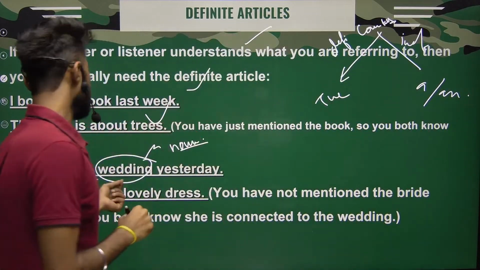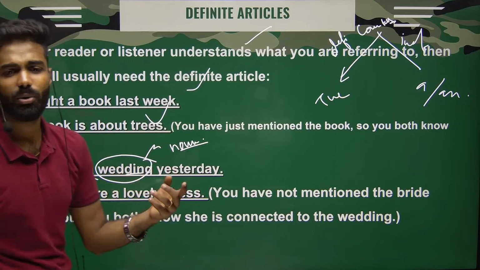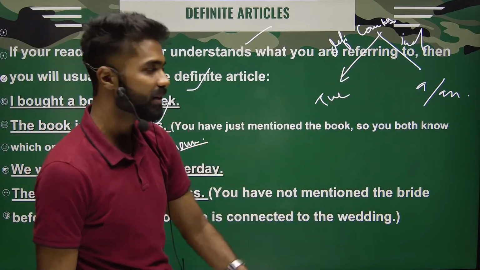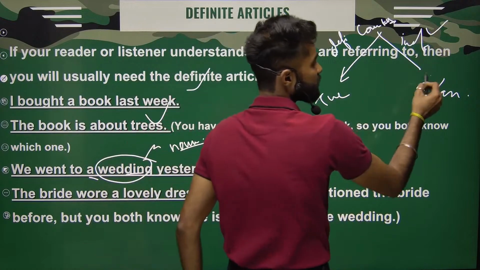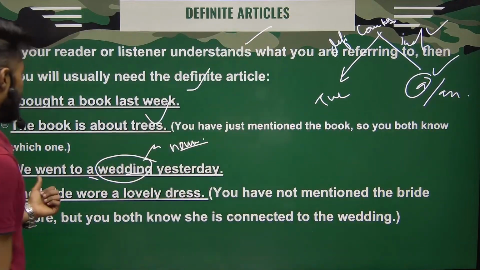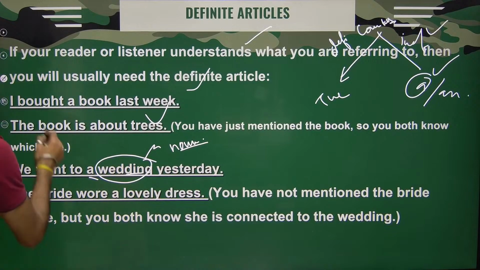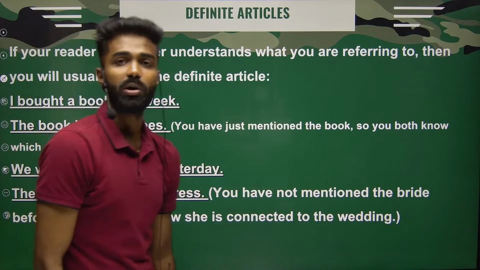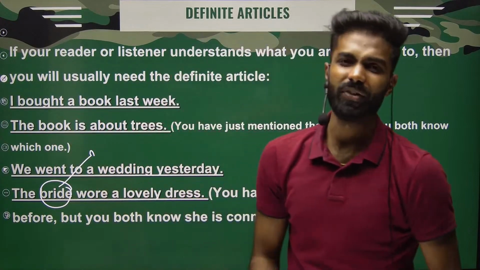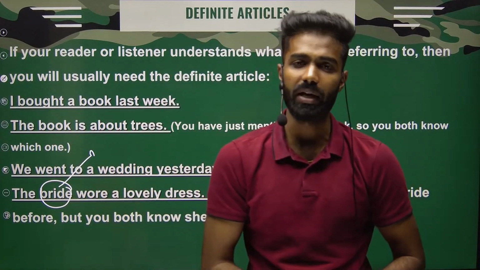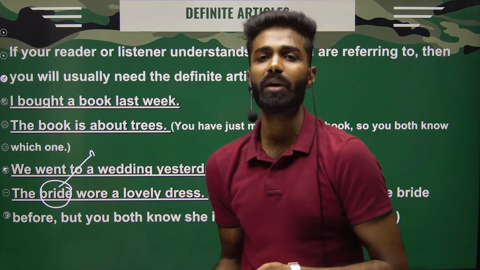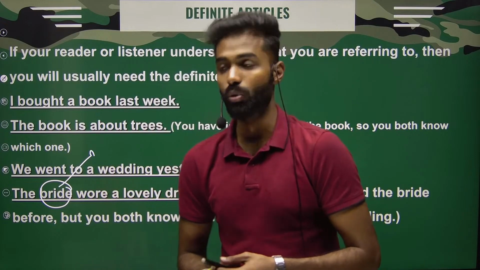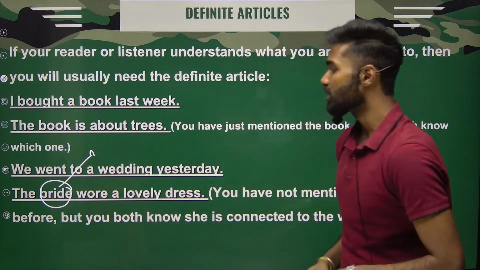That's it. We went to a wedding yesterday. Wedding, okay? I don't have any detail about it. I just went to a wedding yesterday. So it is indefinite. So I'm using a. We went to a wedding yesterday. Now, the bride wore a lovely dress. Continuation. The bride wore a lovely dress. What do you mean by bride? The girl who is going to get married is called bride. The female who is going to get married is called bride. If it is a male who is going to get married, then we call him groom. All right. So the bride wore a lovely dress.